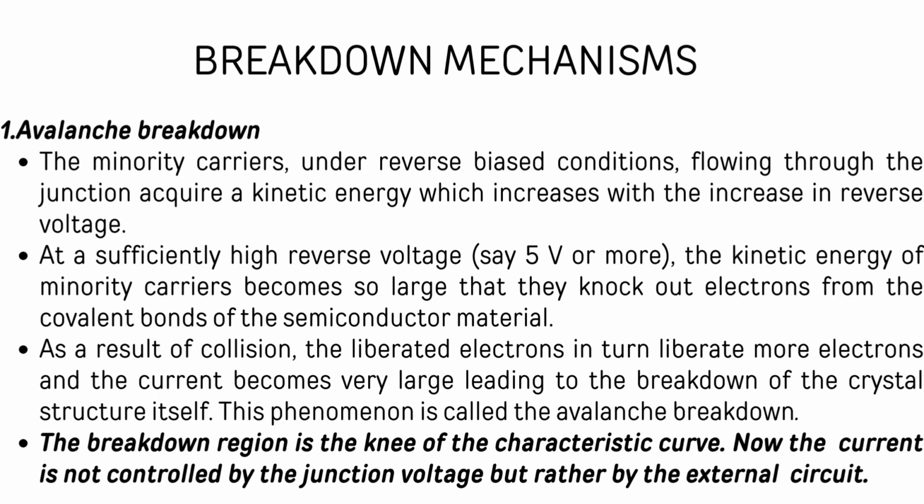As a result of collision, the liberated electrons in turn liberate more electrons, and the current becomes very large, leading to the breakdown of the crystal structure itself. This phenomenon is called avalanche breakdown. The breakdown region is the knee of the characteristic curve. Now the current is not controlled by the junction voltage, but rather by the external circuit.